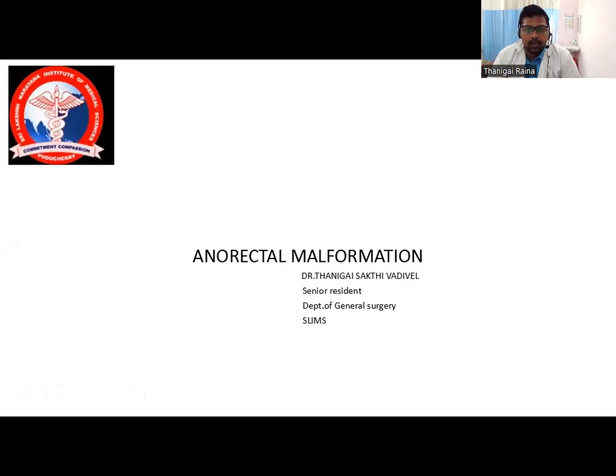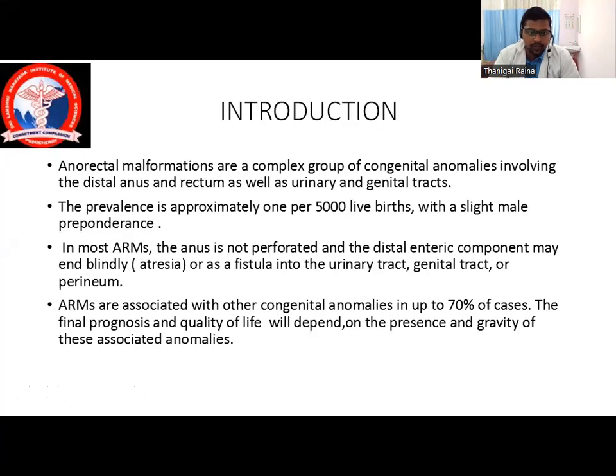Today we will see about anorectal malformation. So we'll go into the topic straight away. So coming to introduction, what are anorectal malformations? This is a complex group of congenital anomalies involving the distal anus and the rectum as well as the urinary tract and genital tract. So it is more common in babies.